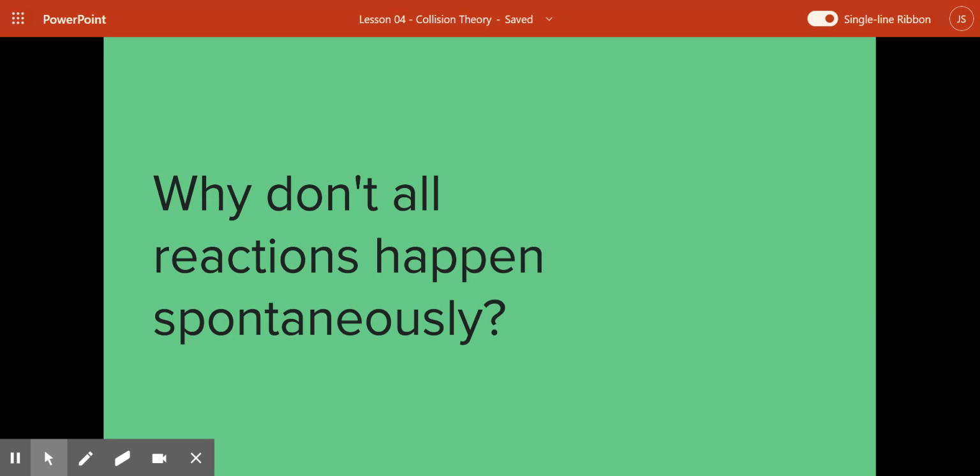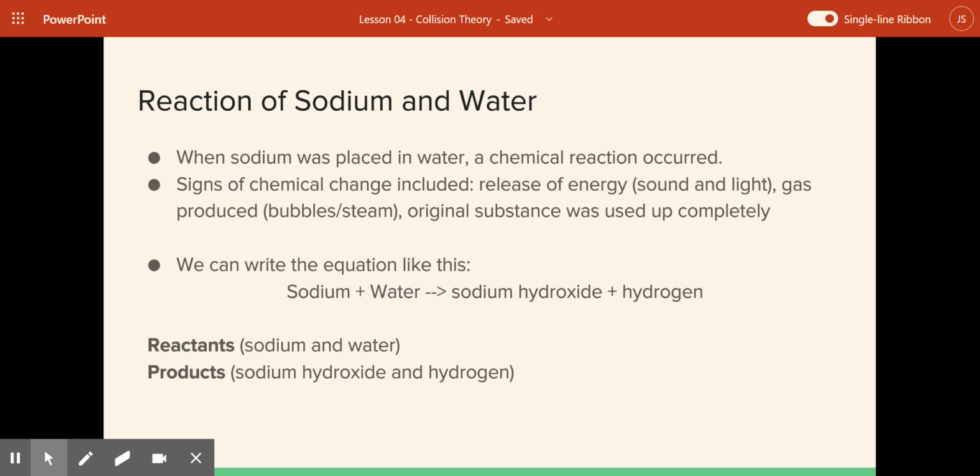So we had the question, why don't all reactions happen spontaneously? For example, when we had sodium and water, it reacted really vigorously, but when I had sodium in the air, it didn't really react all that much. We know from our periodic table and from the reactivity that the number of valence electrons affects how quickly substances are going to react. But there are a couple of other pieces that go along with this.